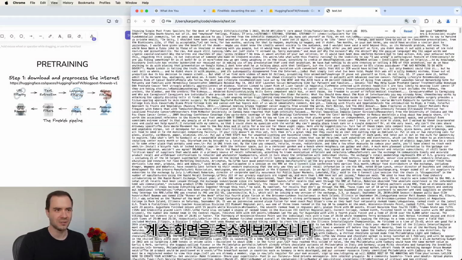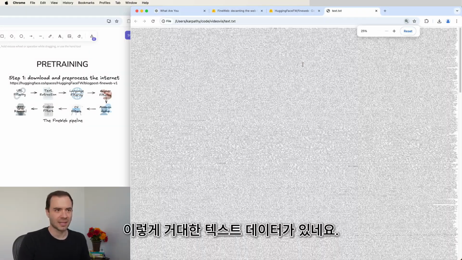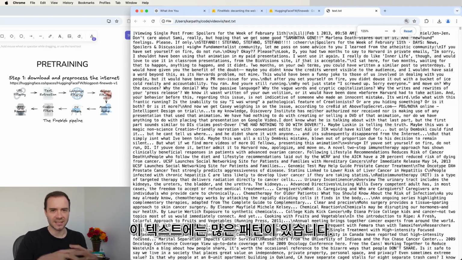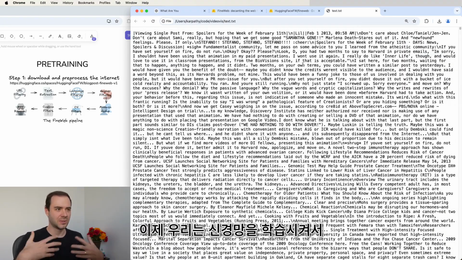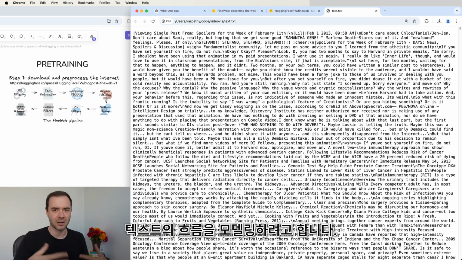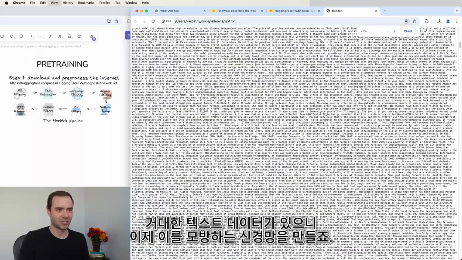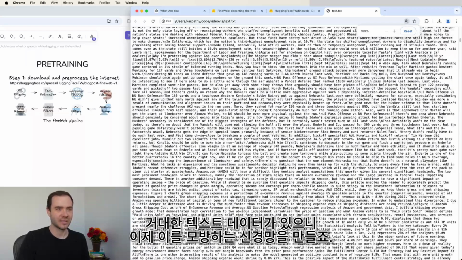So I can continue zooming out here. And we just have this massive tapestry of text data. And this text data has all these patterns. And what we want to do now is we want to start training neural networks on this data so the neural networks can internalize and model how this text flows, right? So we just have this giant texture of text. And now we want to get neural nets that mimic it.